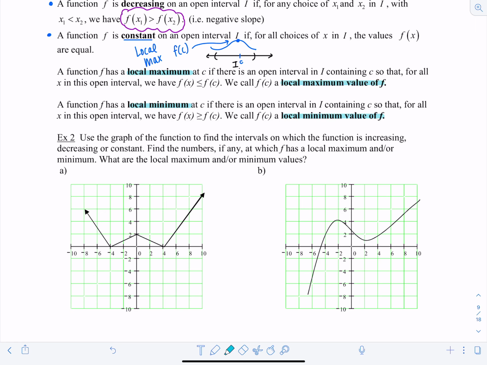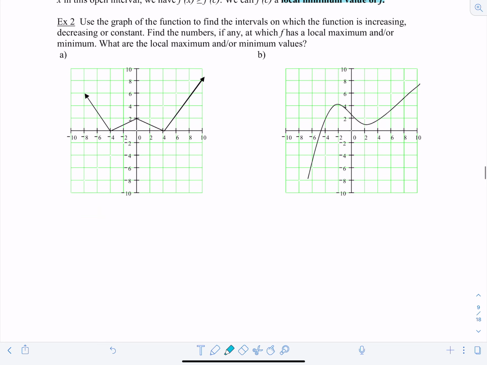Good. So for the next example, we're going to use the graph of the function to find the intervals on which the function is increasing, decreasing, or constant, and then find the numbers, if any, at which f has a local max and or min. What are the local max or min values? Okay, so here we go, step by step.